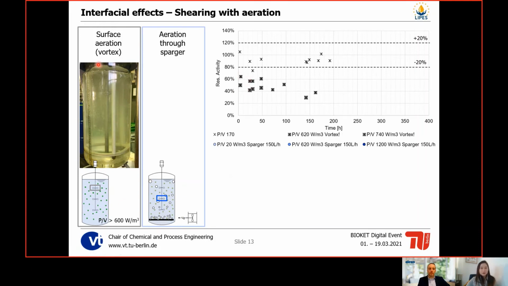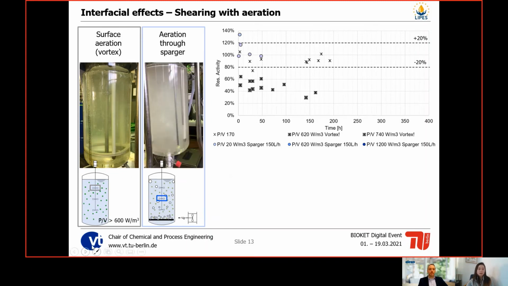This is something that has to be avoided at all costs in a stirred tank reactor. We can do it by adding baffles, or we can add a cover on the liquid surface so that we can reduce the surface aeration. Another aeration that is common in bioreactors is aeration through a sparger, where gas bubbles are introduced through a tube.